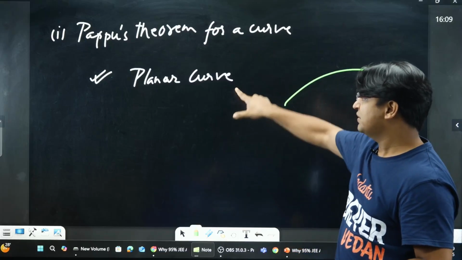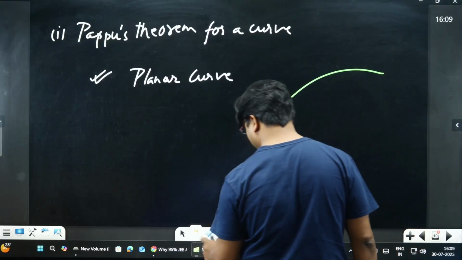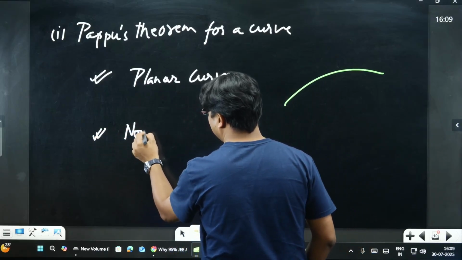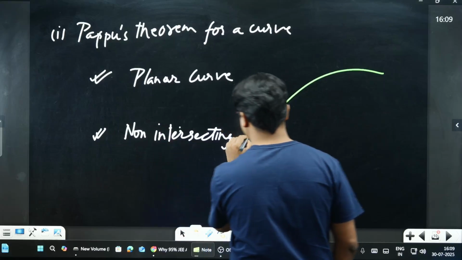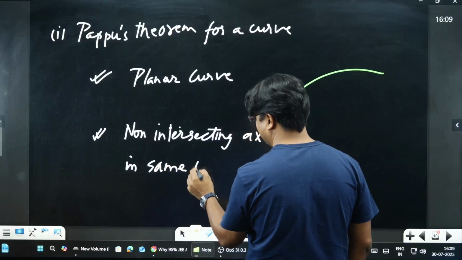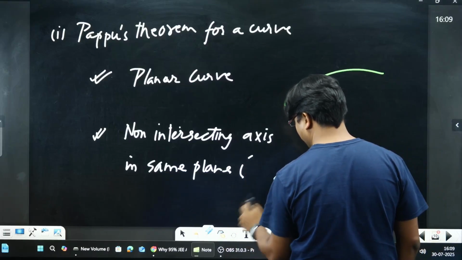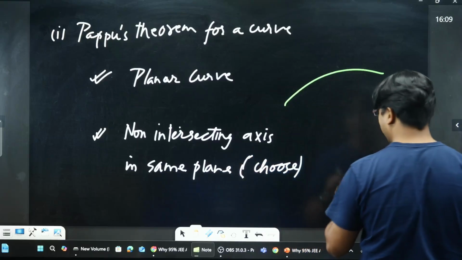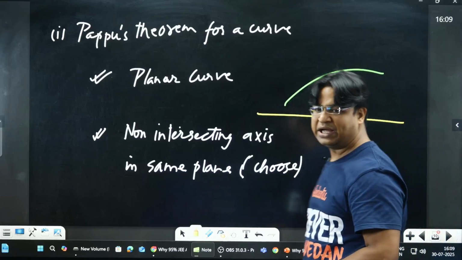So this theorem involves a planar curve. What else does it involve? It involves an axis in the plane of the curve, not intersecting with the curve. So it involves a non-intersecting axis in the same plane. So you need to choose one. This is your choice. You just have to ensure that it is not intersecting with the curve. So let's just say that I chose an axis like this.